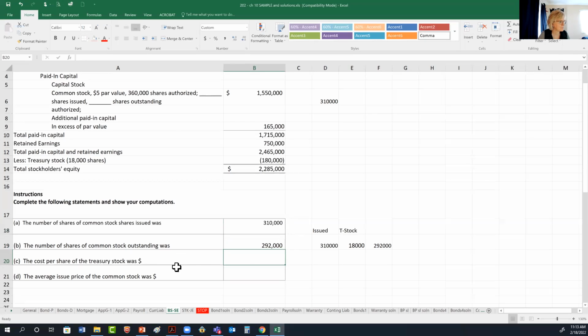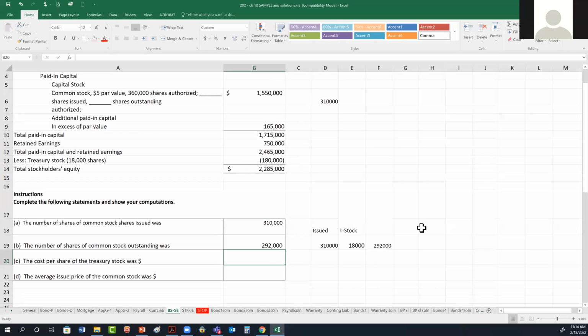How do you do that one? Would you take this treasury stock and multiply it by the par? We don't use par for treasury. So remember that journal entry. When we buy treasury stock, we debit treasury stock and credit cash. So however many shares we buy, it's whatever the market price is. And that's what goes into the treasury stock T account.